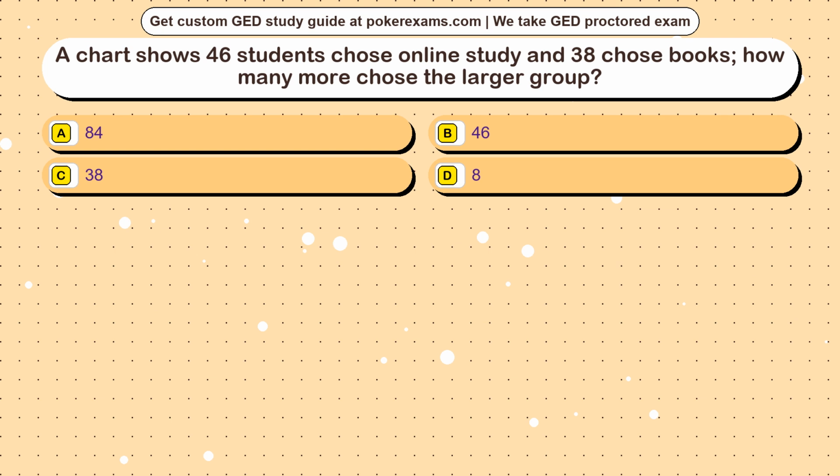Question 6. A chart shows 46 students chose online study and 38 chose books. How many more chose the larger group? Option A, 84. Option B, 46. Option C, 38. Option D, 8.